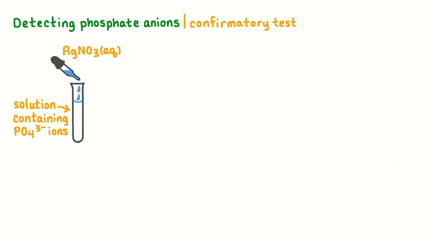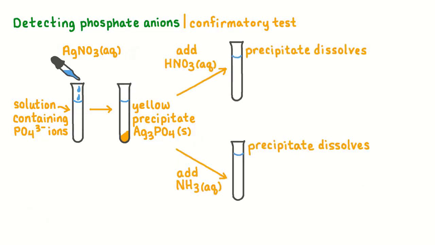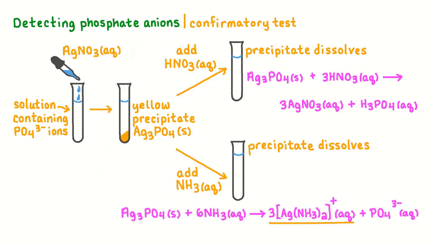The confirmatory test for phosphate anions involves the addition of silver nitrate solution. When silver cations come into contact with phosphate anions, a precipitate of silver phosphate is formed, which has a yellow color. As we did before, we can dissolve this precipitate by using either nitric acid or ammonia solution. If we use nitric acid, we form silver nitrate and phosphoric acid. And in the case of the ammonia solution, we form a silver complex.